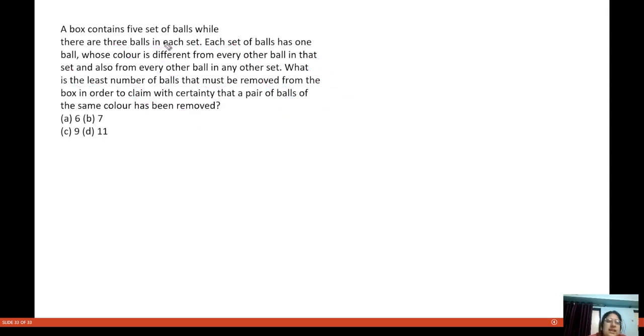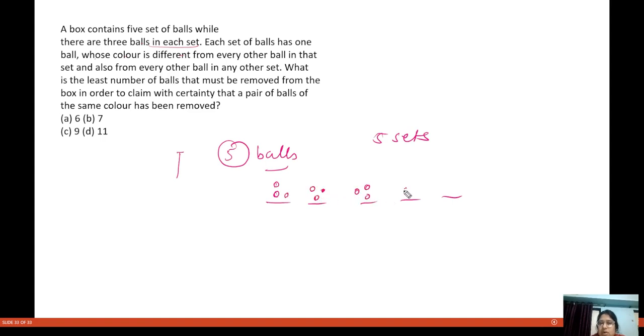See what is here. A box contains 5 sets of balls, while there are 3 balls in each set. So what it is saying, we have 5 sets, and these are having 3 balls each. Each set is having 3 balls.